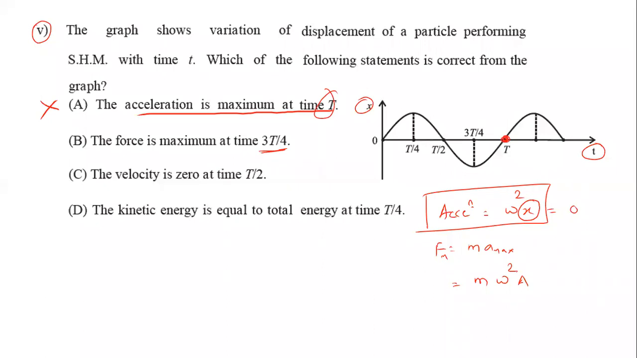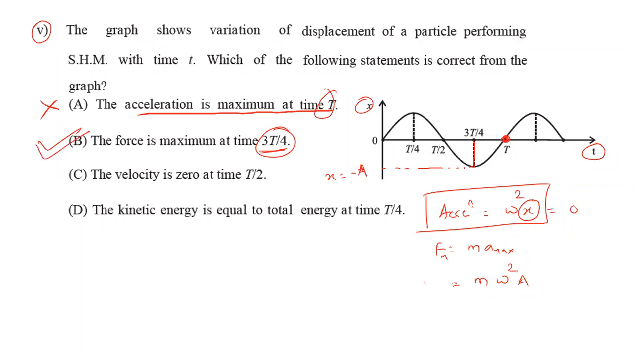And you can see here 3T by 4 means here. So here the value of x is, sorry, it is equal to minus a, magnitude wise a. So here force is maximum at 3T by 4. So this is the right answer for this MCQ.